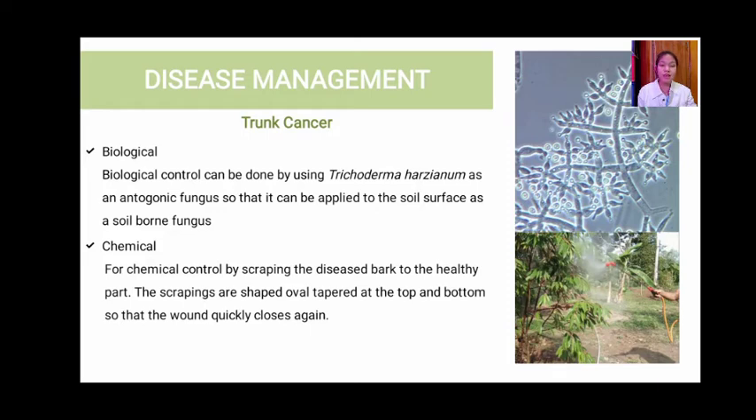And next, biological control by using Trichoderma harzianum as an antagonistic fungus that can be applied to the soil surface as a soil-borne fungus. And the last, chemical control by scraping the diseased bark down to the healthy part, where the scraping is oval-shaped and tapered at the top and bottom so that the wound quickly closes again. The cut wounds are smeared with fungicide and then covered with a cover such as carbolineum or dipolatan.